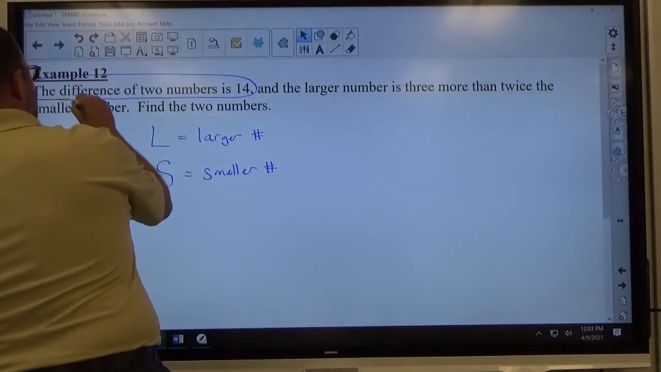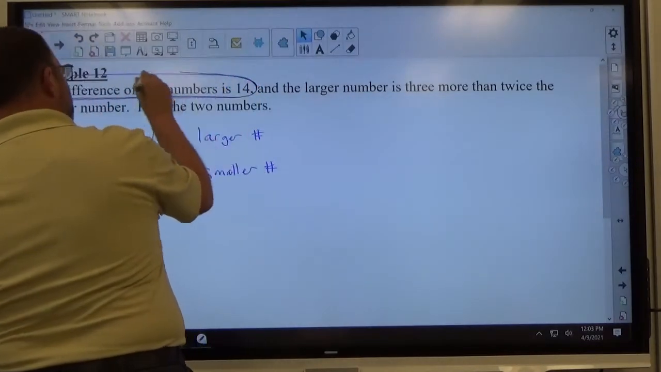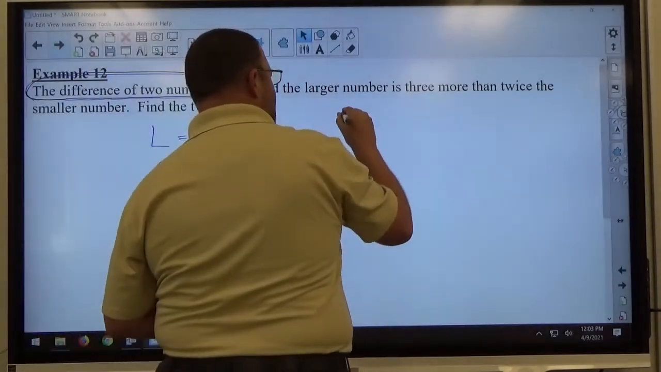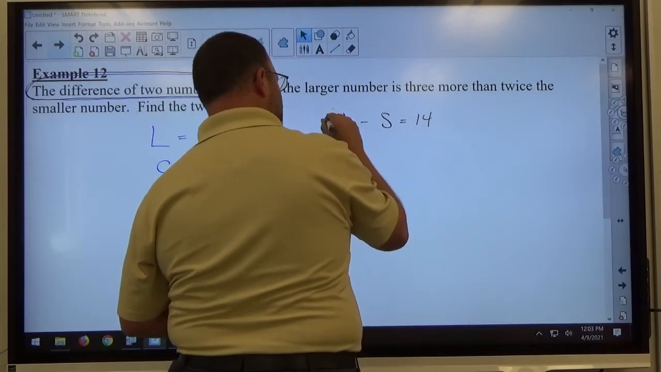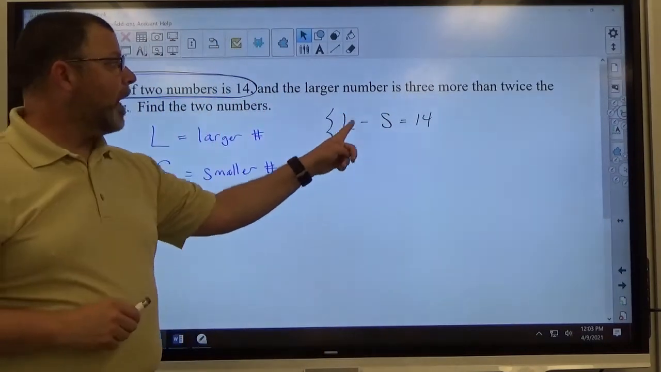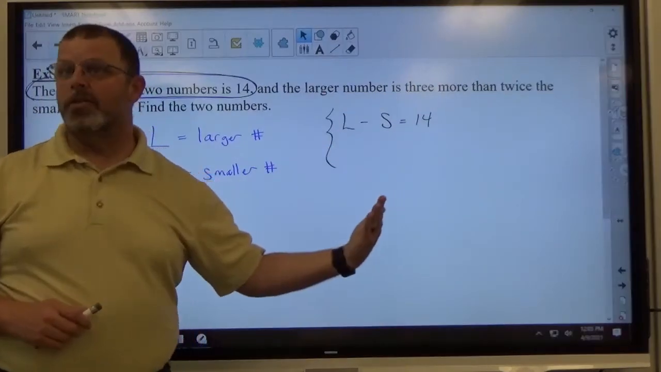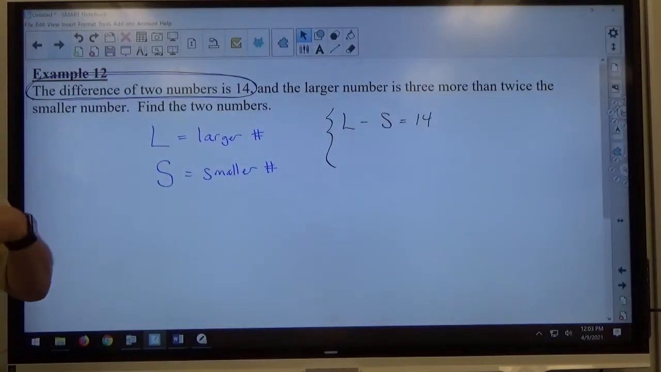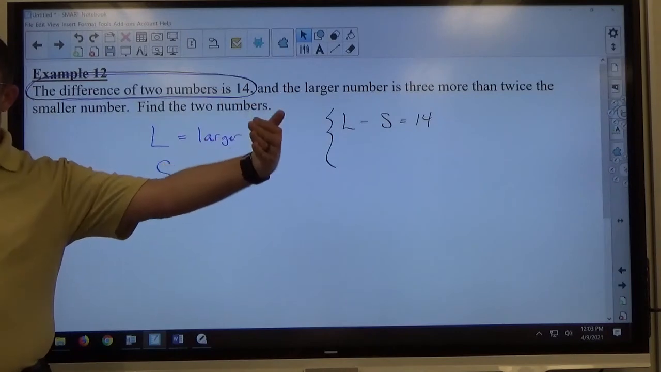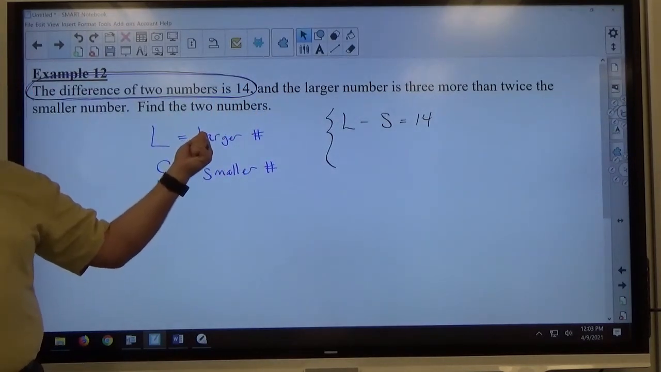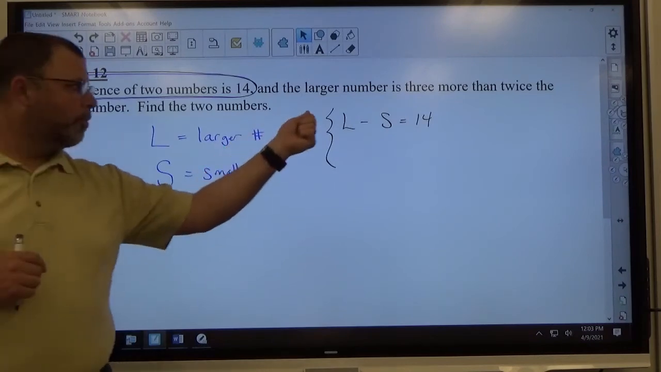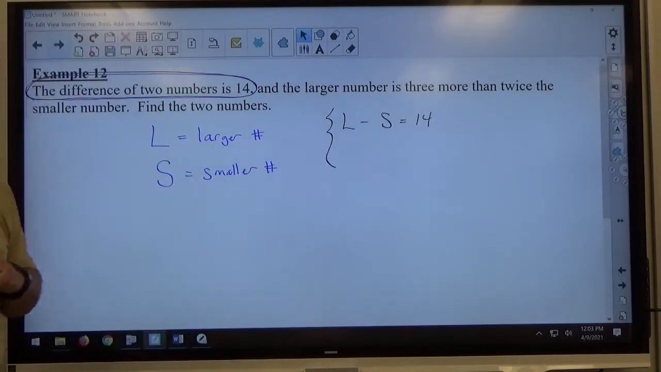I'm going to put this in black instead of blue. So I put L minus S equals 14. Again, if I put S minus L, that would make S the larger number instead of L, which is not right. So make sure: positive difference, big number, L. We don't know what L equals yet, but we're saying it's bigger. We're saying S is smaller, so bigger minus smaller makes a positive.